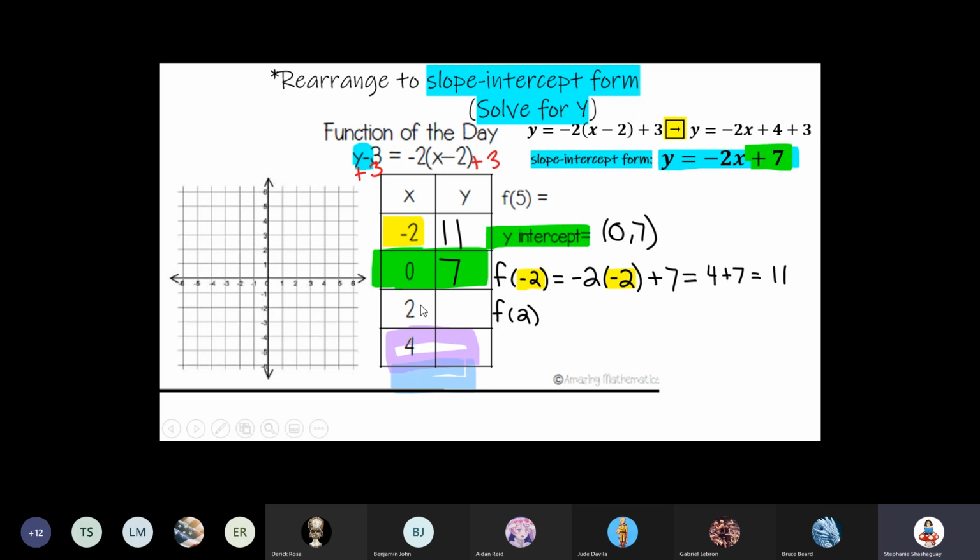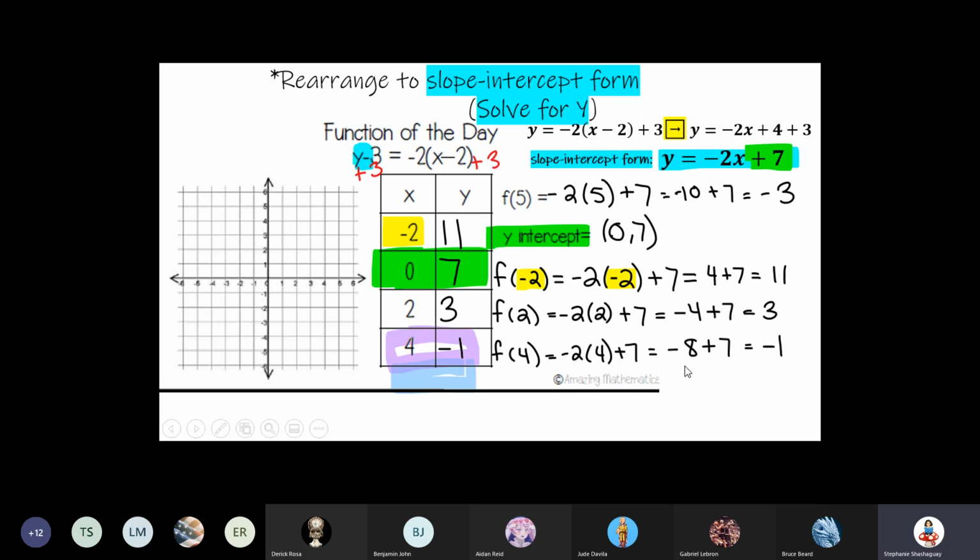Then I'm going to find f of 2. When I find f of 2, I get 3. Then I'm going to find f of 4. When I plug in that 4 for x, I get negative 1. Then I find f of 5, and I get negative 3. Then I'm going to plot all of these points on my graph and draw my line. And that's it for warm up number 9.